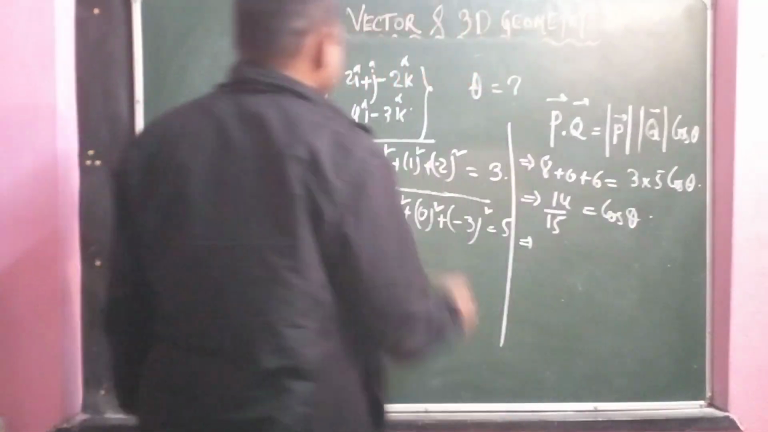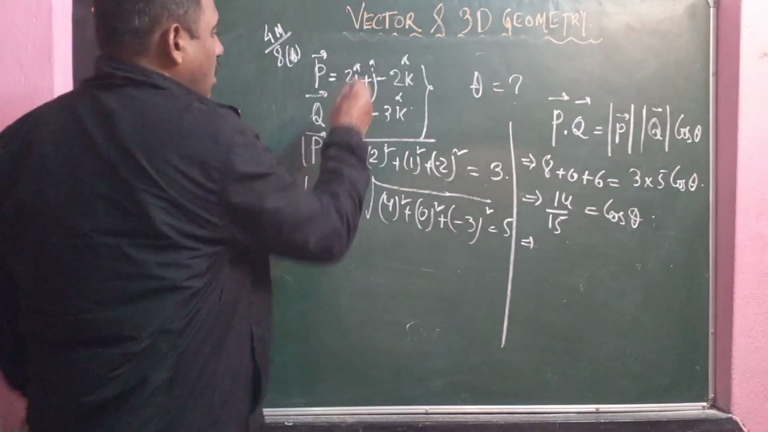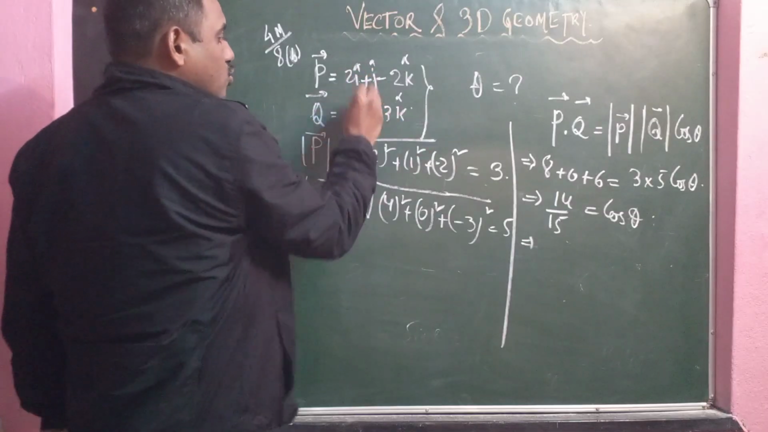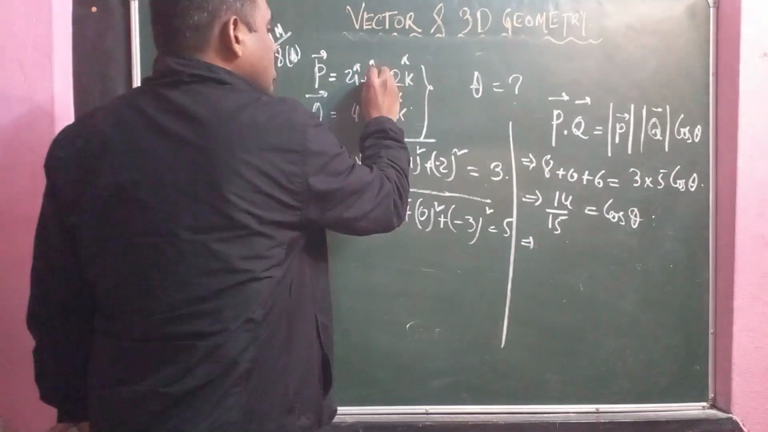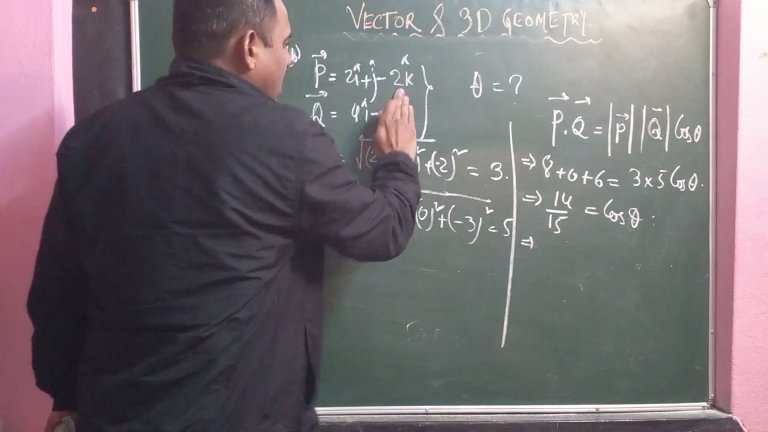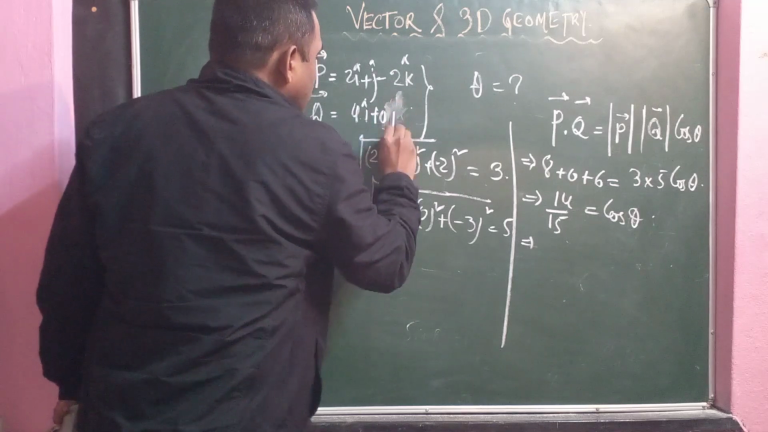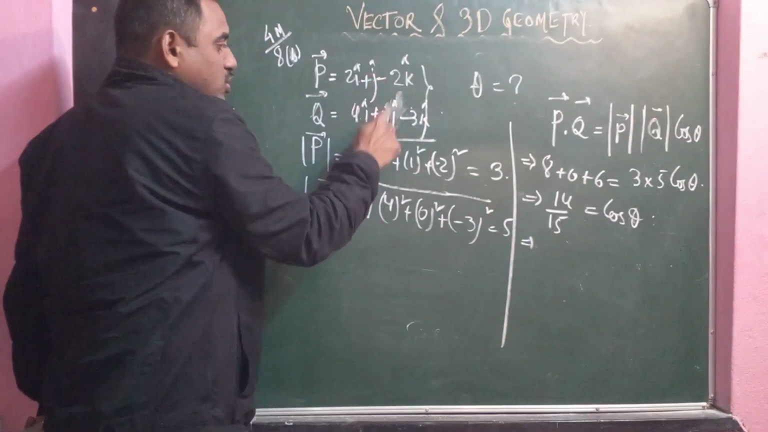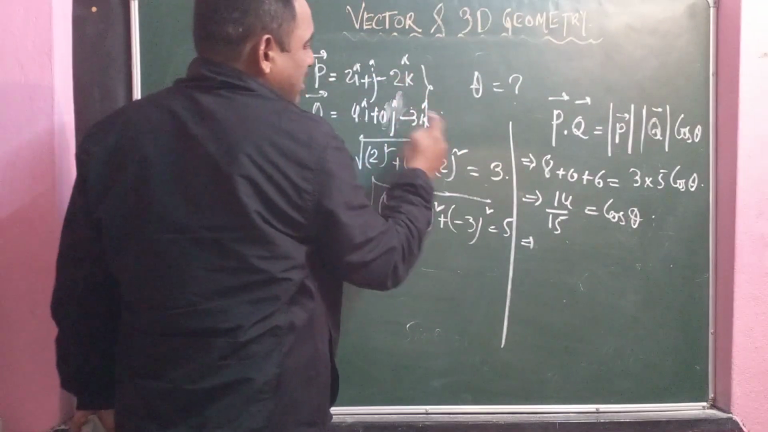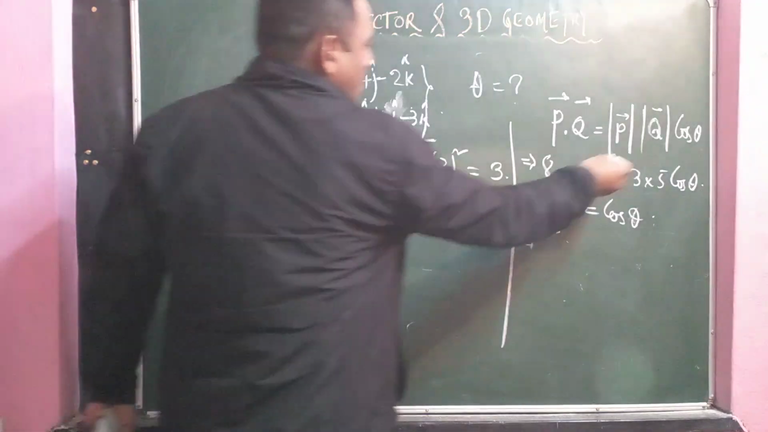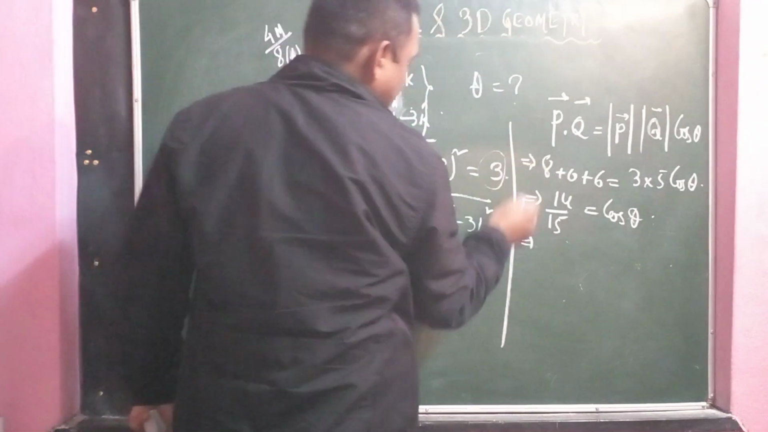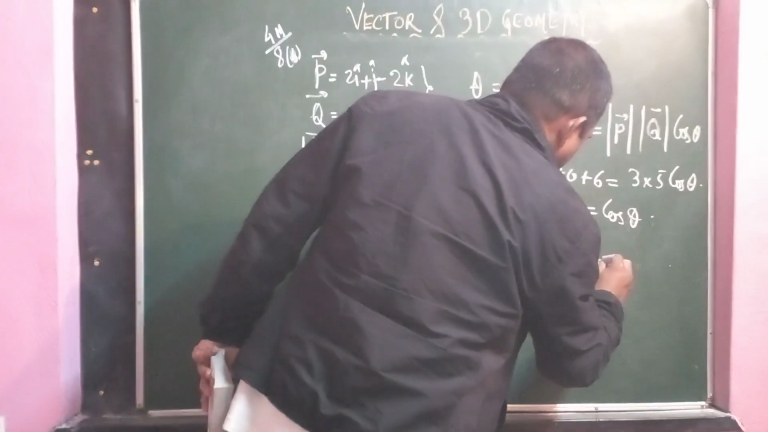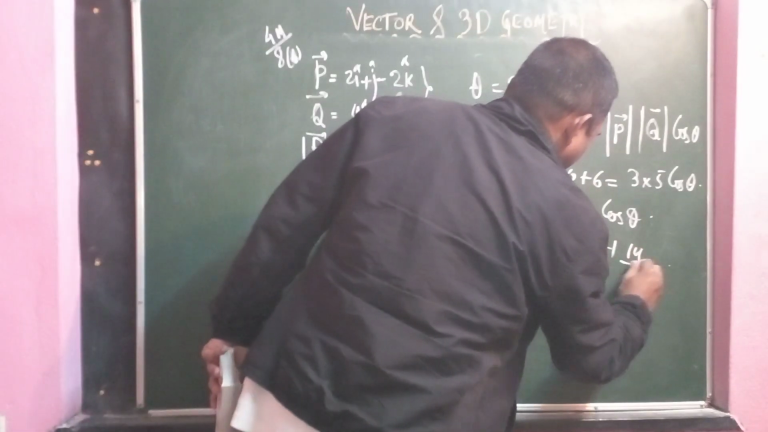8 plus 6. See how to calculate the dot product. i dot i will give you 2 into 4, 8. Okay, j, there is no j component. You can write it this way also: 0 j cap minus 3 k cap. 1 into 0, 0, minus 2 into minus 3, plus 6. Mod of P we have already calculated as 3 and 5. So theta will be cos inverse 14 by 15.